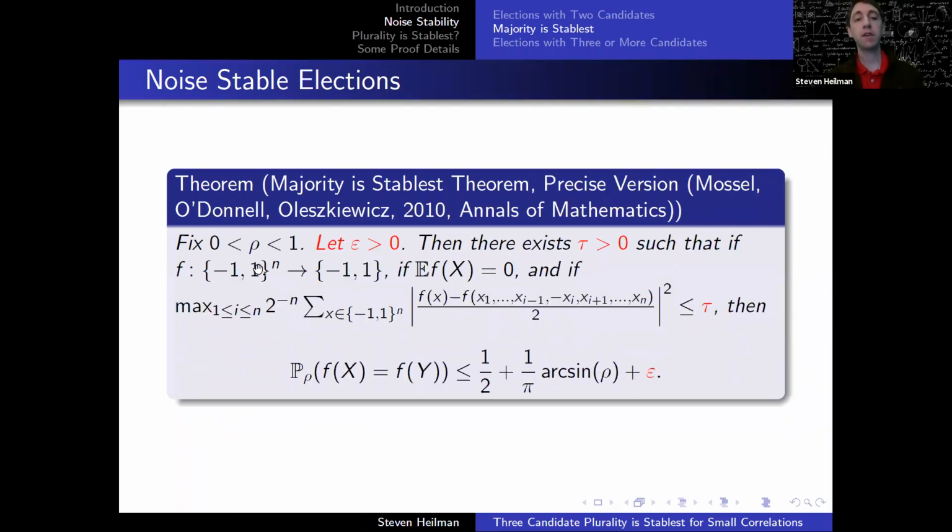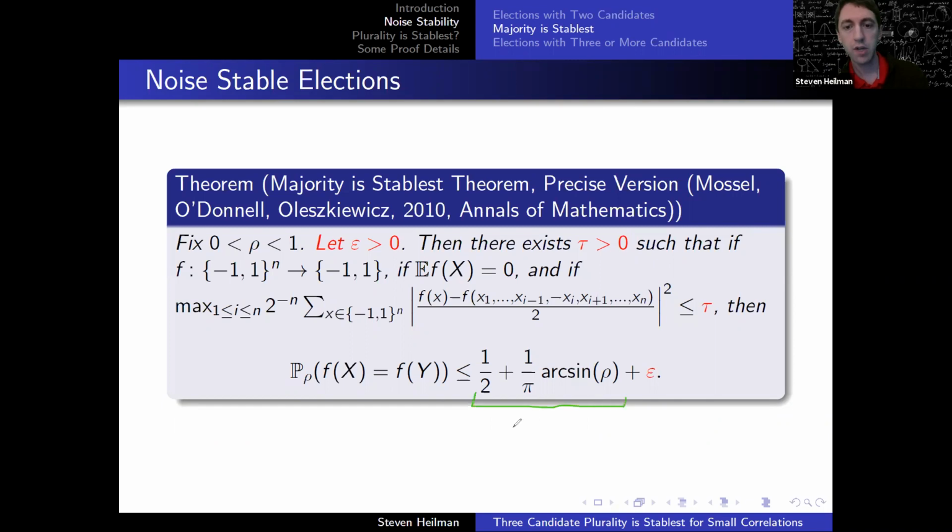So I fix my correlation parameter rho. I fix an epsilon bigger than 0. Then there exists a tau such that if I have a Boolean function whose mean value is 0 and all of its partial derivatives are smaller than tau, then this probability of preserving the election's outcome is less than or equal to the optimal value plus epsilon. So yeah, I don't think I'll try to annotate this.